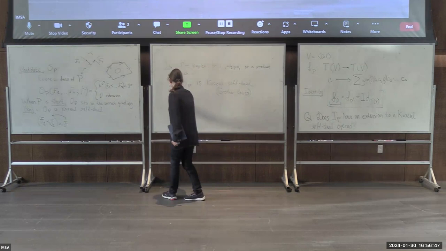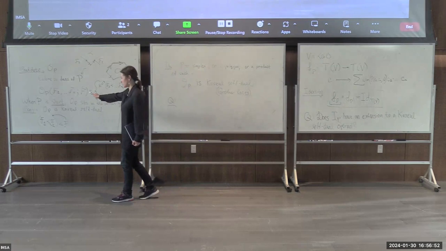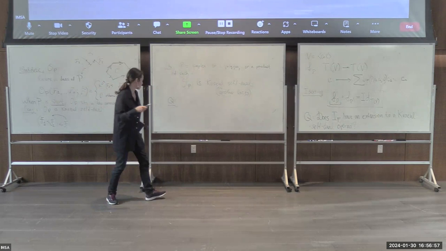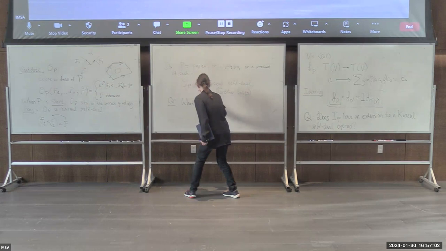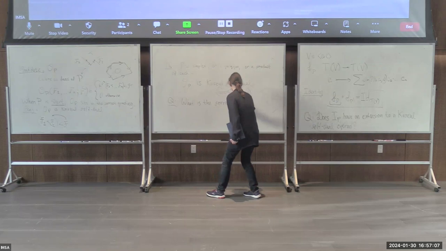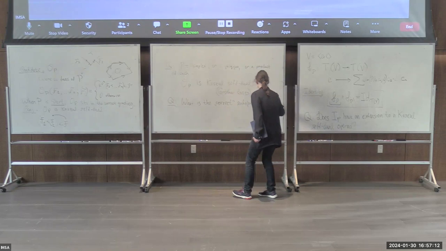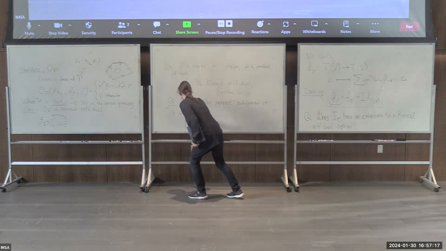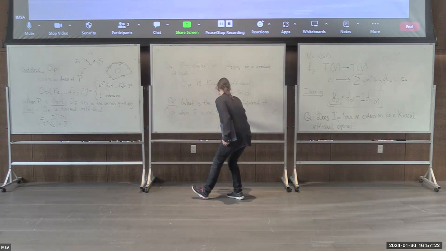In the case where the polytope is not short, this construction is not correct. So the question is, what is the correct suboperad of OP when the polytope is not short? And can we prove that this thing is self-dual?